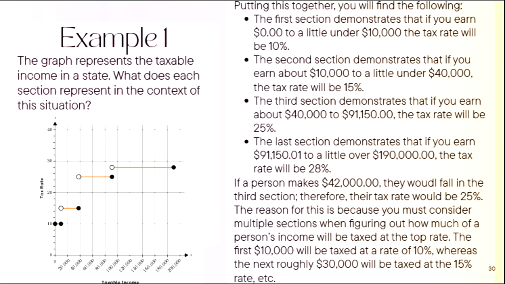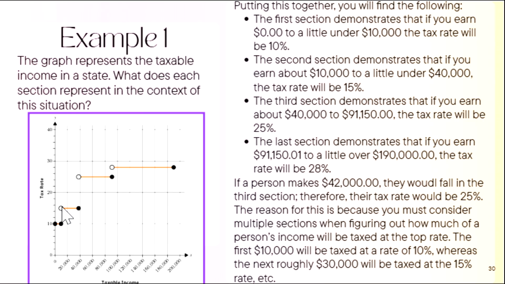The second section demonstrates that if you earn about $10,000 to a little under $40,000, the tax rate will be 15%. The third section demonstrates that if you earn about $40,000 to $91,150, the tax rate will be 25%. The last section demonstrates that if you earn $91,150.01 to a little over $190,000, the tax rate will be 28%.